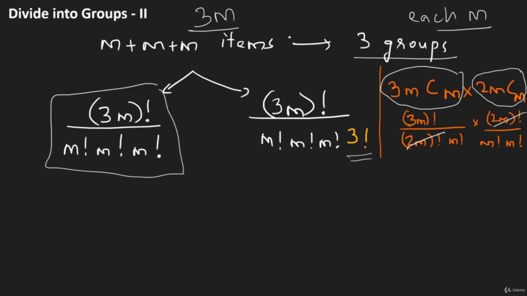The only thing you need to keep in mind is if you cannot differentiate from the outside, you need to divide this by 3 factorial, which has the same logic as to why we divided by 2 factorial in the case where we divided 4 friends into 2 groups of 2 each.